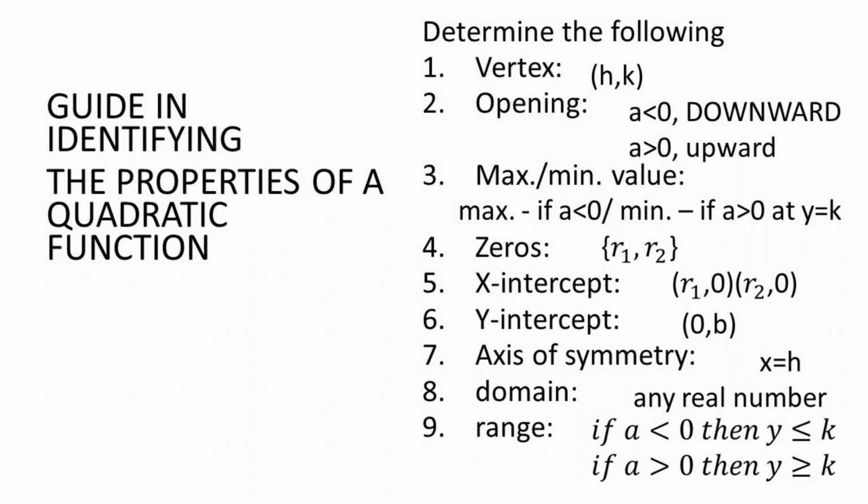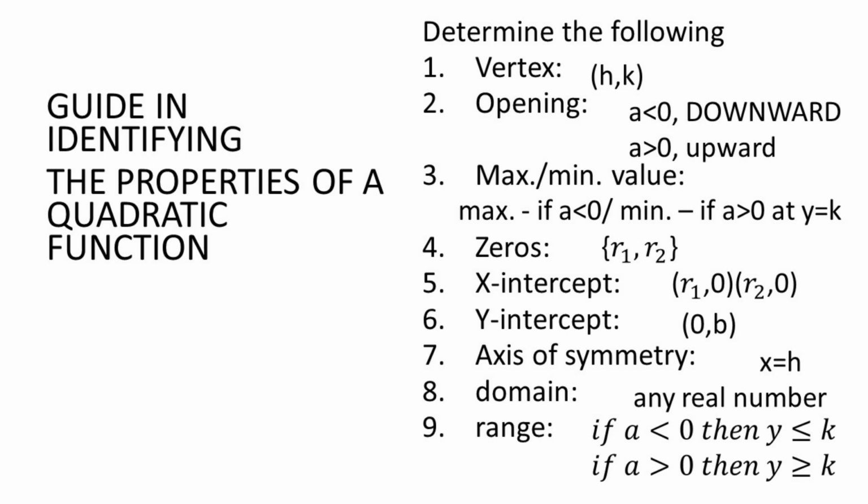If a is less than 0, therefore the graph is downward. If a is greater than 0, then the graph is upward. Maximum and minimum value. How are we going to identify if it has a maximum or minimum value? You just look at the value of a.